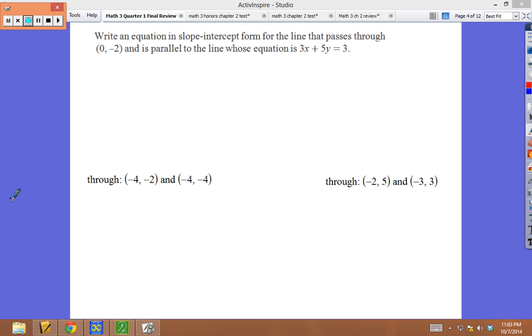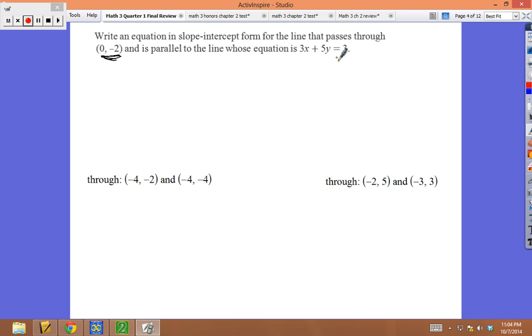Okay, now they're going to give you some more information. They want the same thing, slope-intercept form. A line that goes through this dot. Okay, so look, that's a nice dot. They gave you an easy dot because that dot is the y-intercept. It's the same dot we just barely did. Okay, and it's parallel to an equation of 3x plus 5y equals 3.